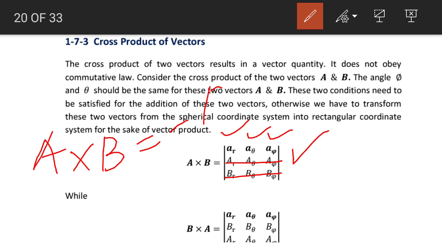We know that A cross B is never equal to B cross A. It is equal to minus B cross A. So you can calculate B cross A either with the help of this particular equation, or you can use this determinant for the calculation of B cross A.